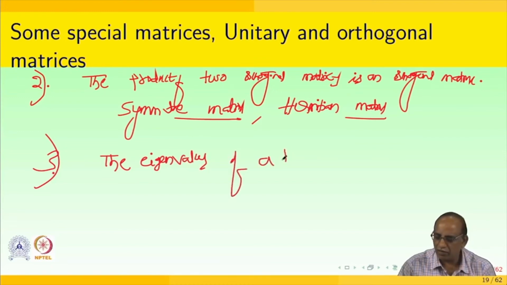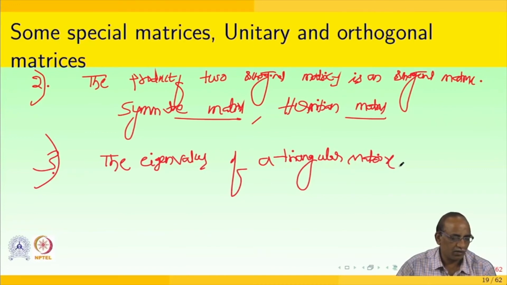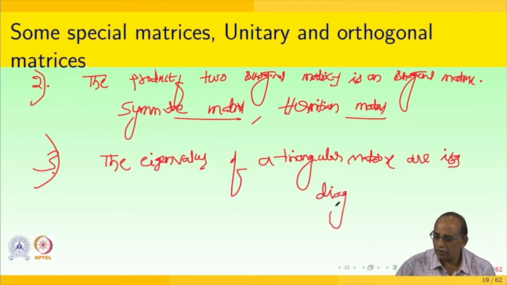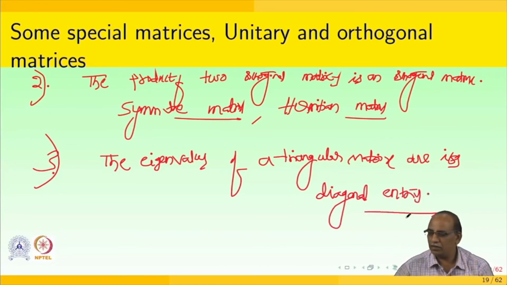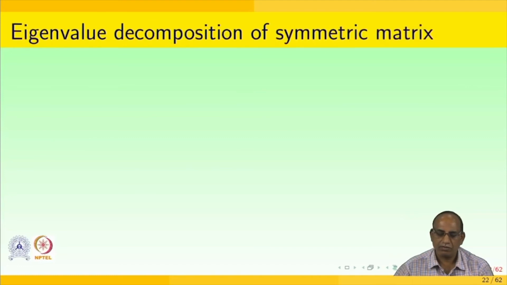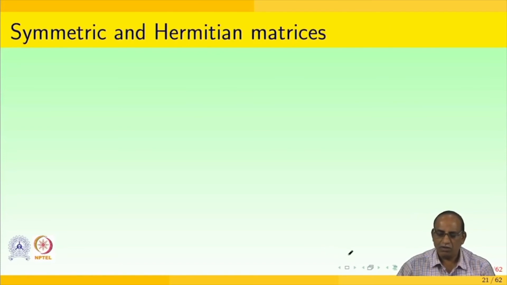of a triangular matrix are its diagonal entries. Well, the symmetric and Hermitian matrices.